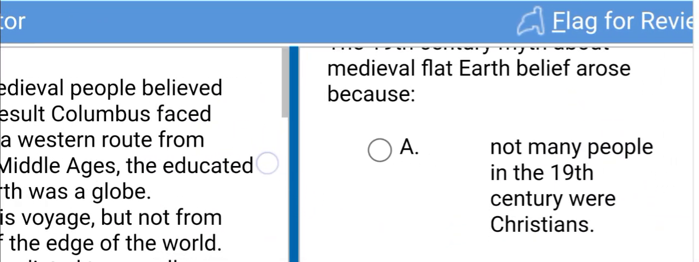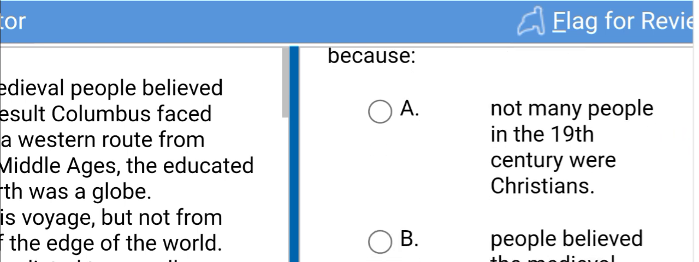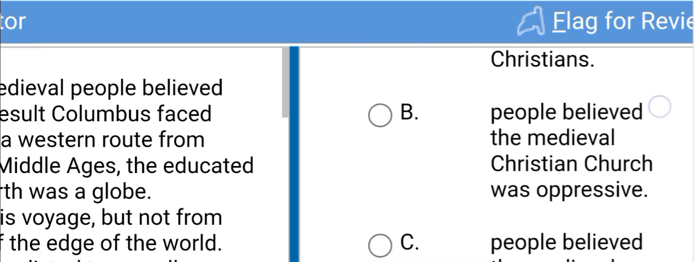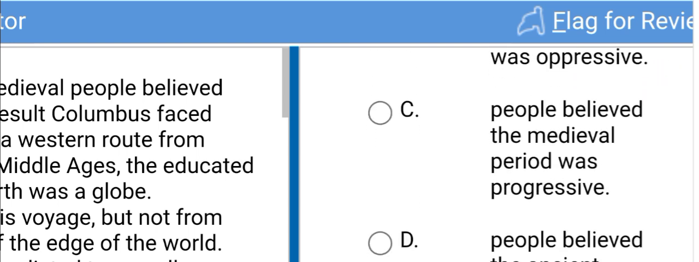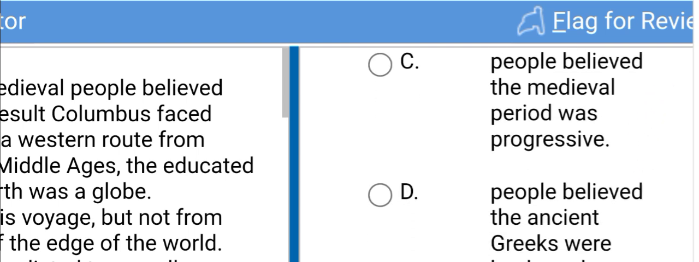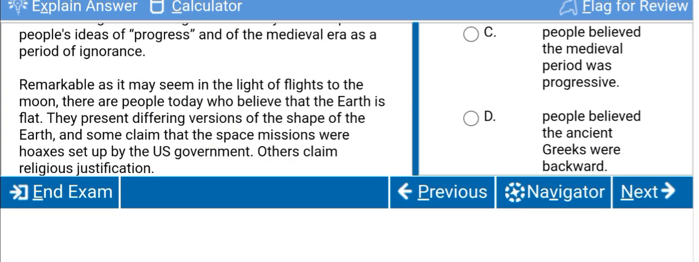The 19th century myth about the medieval flat earth belief arose because: option A, not many people in the 19th century were Christians. Option B, people believed the medieval Christian church was oppressive. Option C, people believed the medieval period was progressive. Option D, people believed the ancient Greeks were backward. So these are some reasons.